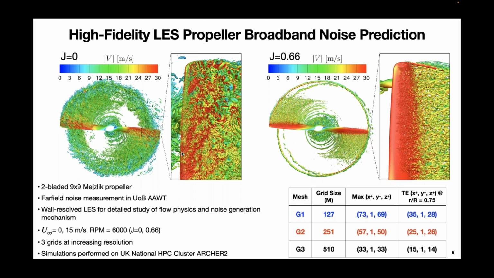We work with three different grids at increasing resolutions. For this talk, we'll focus on grid 1 and 2. G2 is about 250 million cells, and if you look at the X plus, Y plus and Z plus, it's on the verge of so-called qualifying to be well-resolved LES. G3 is quite a bit finer, about 500 million cells. And for all these three simulations, we run them on the UK national HPC cluster, Archer 2. These are massively parallel simulations using about 15,000 cores for each job.